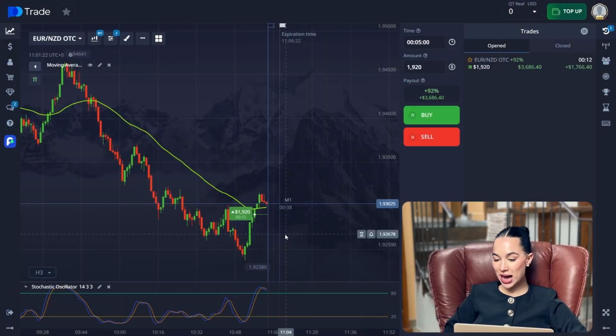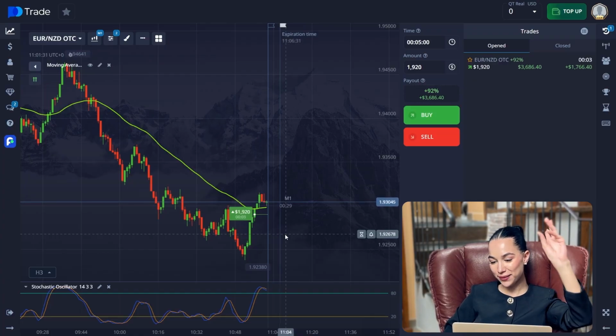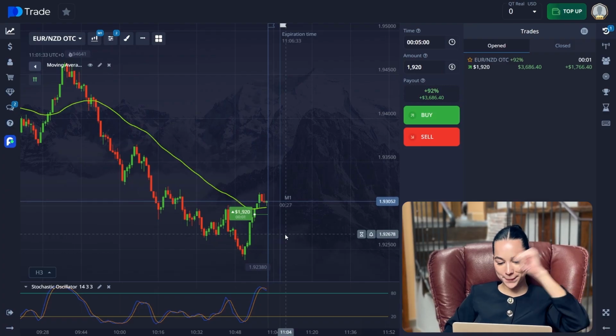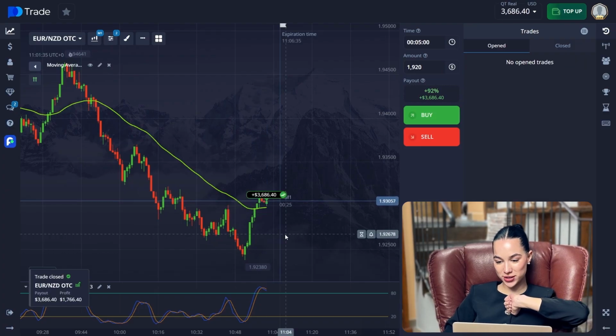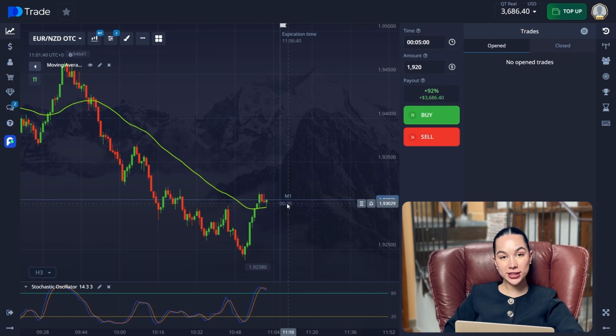So guys, we just have 10 seconds to the end of our trade. We were on time for this reversal. So it's 4 seconds, 3, 2, 1. Boom. We made this great result, guys. We have $3,686 in just literally 15 minutes.